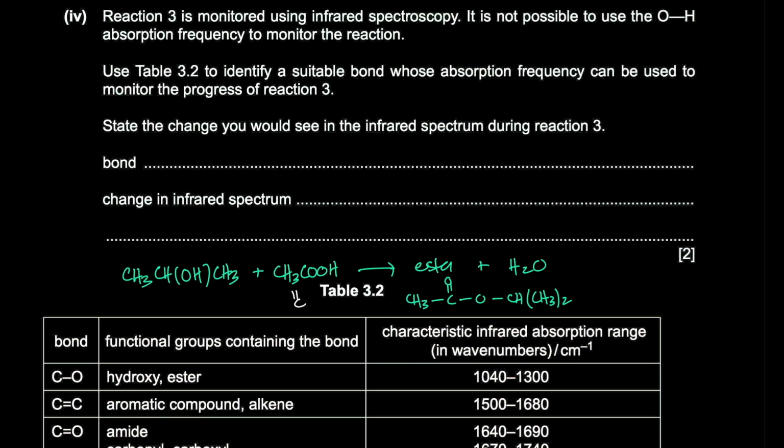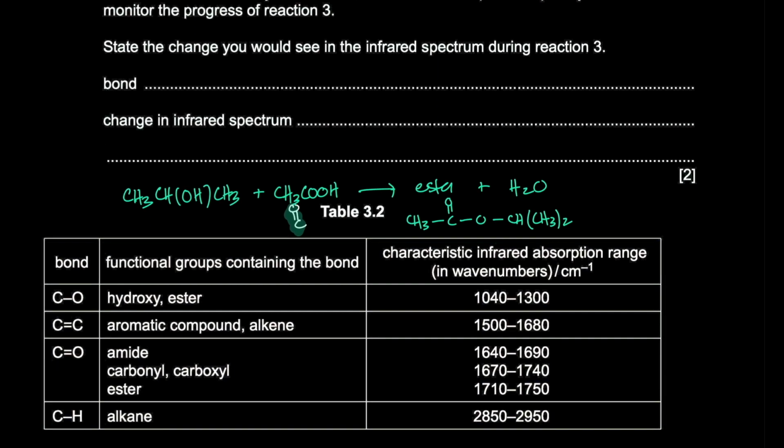Now what we're saying here is that initially with the acid, we have a C=O, and the C=O has a shift in the range 1670 to 1740 wave numbers. And then as the ester forms, the shift value of the C=O changes. It goes from 1670 to 1740 to 1710 to 1750. So there's basically an increase in the frequency at which the C=O bond absorbs in the spectrum.